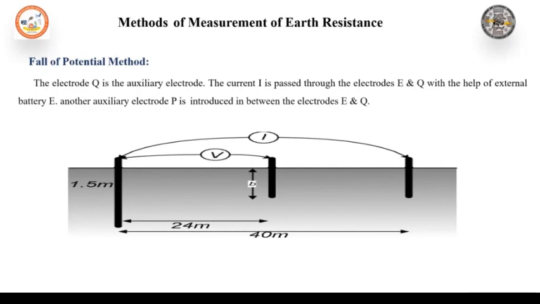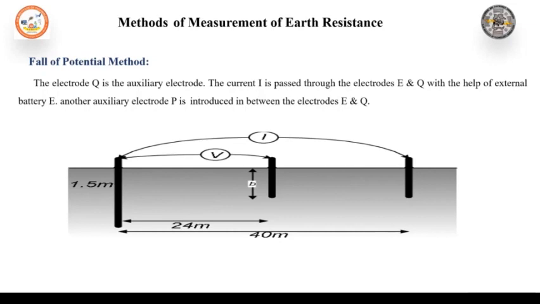So here another auxiliary electrode P will be introduced between the two electrodes E and Q, and the voltage between the electrodes E and P is measured with the help of voltmeter. Let this voltage be V for the known current I. Now, the pattern of the current flow in the earth from electrode P to Q will be developed. The current diverges from the electrode E while it converges at the electrode Q.